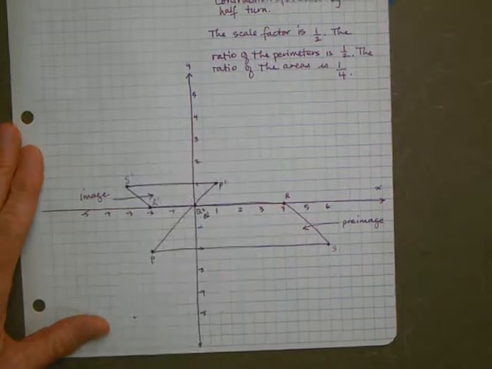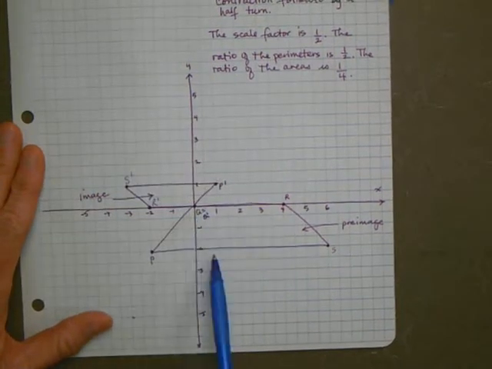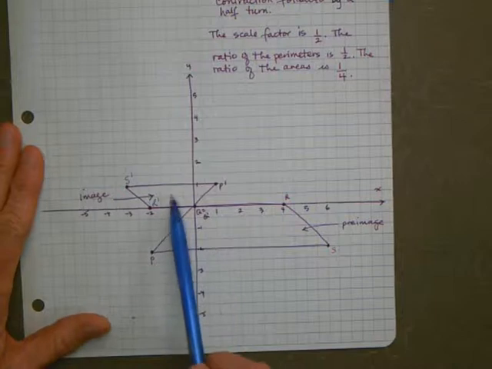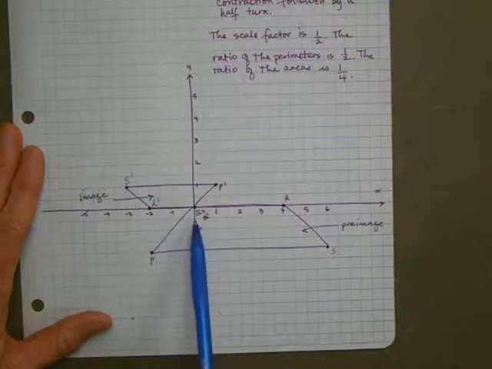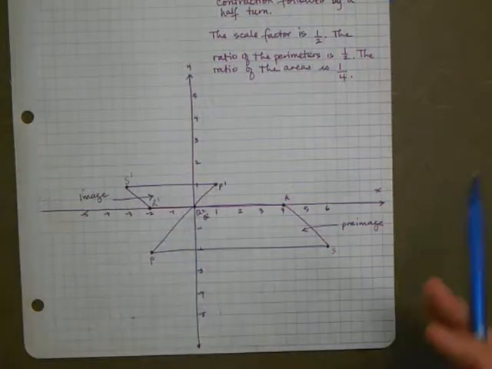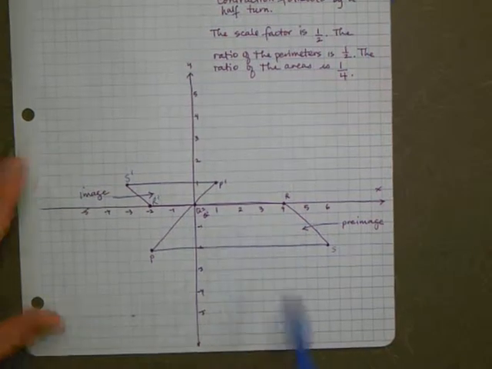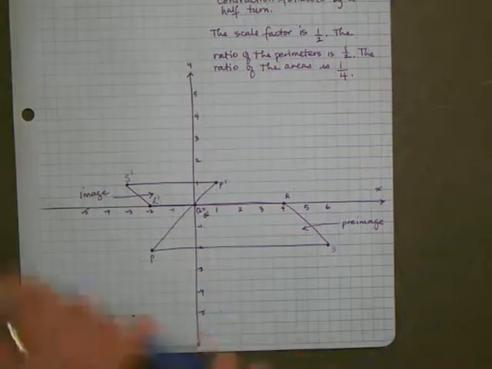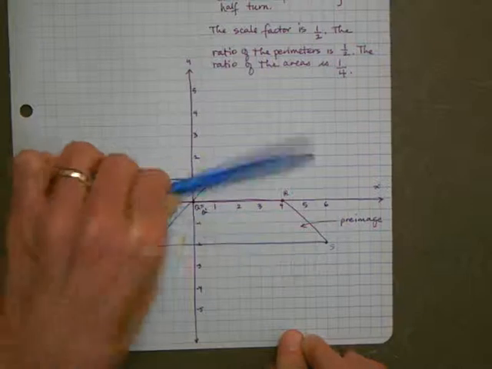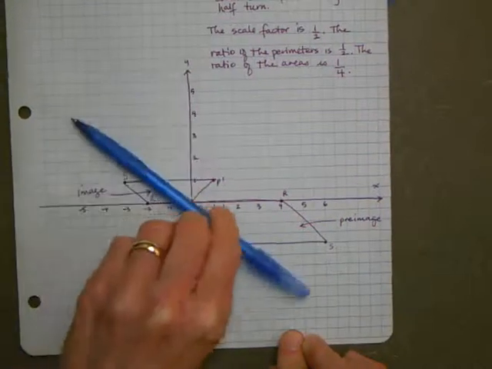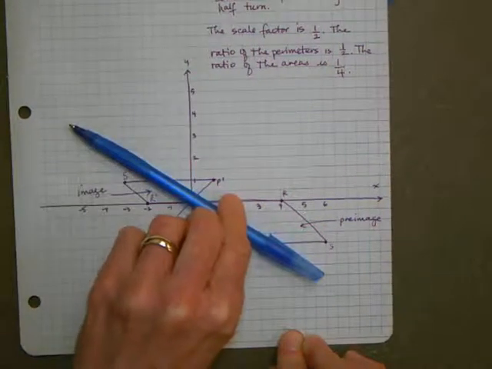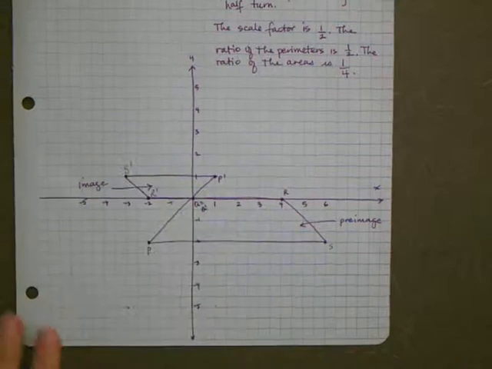All right, so you can see here's my original figure, and here is the image under the dilation. So not only has it been squashed, but it's also been rotated a half turn. So you can see, you take this little guy, just like a sprinkler, and there it goes, 180 degrees. All right, that is the end of this one.